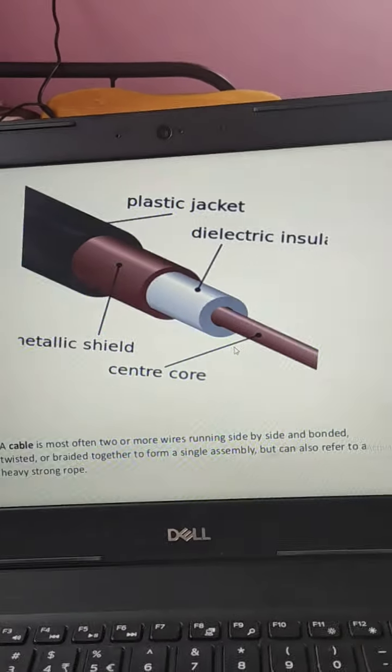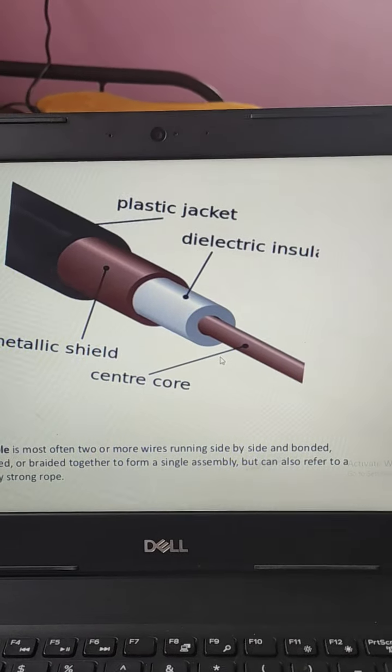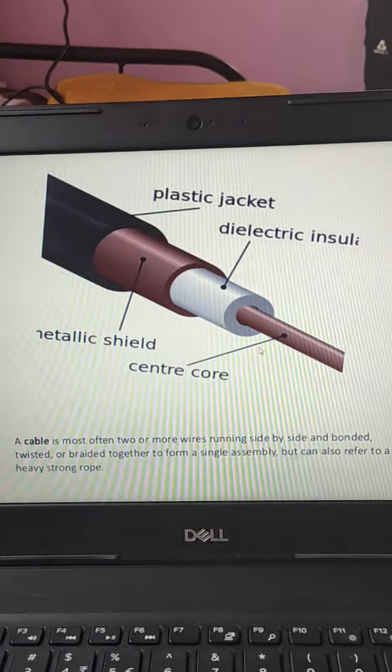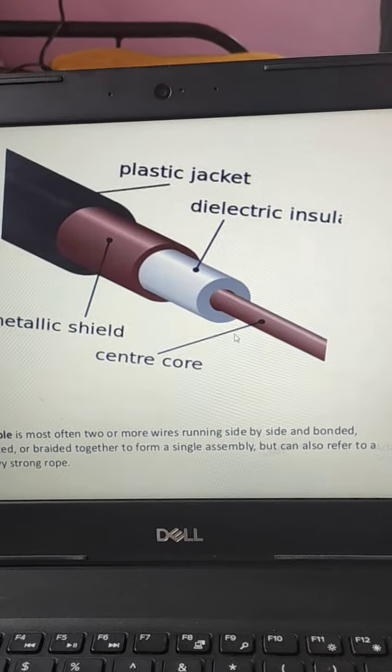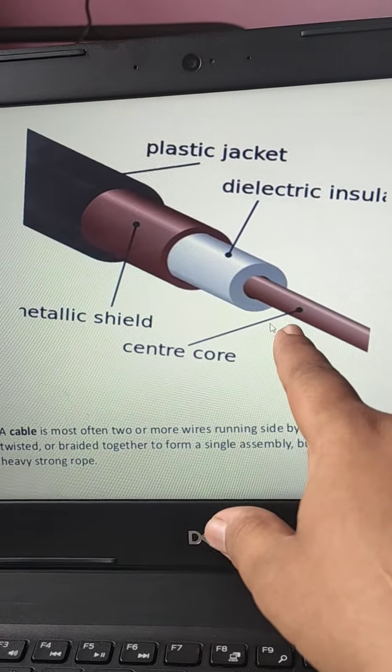Good morning friends. In today's lecture we will see the different types of cable that are used for transmission, or we can say communication. So basically this is one type of cable. In that, this is the center core.